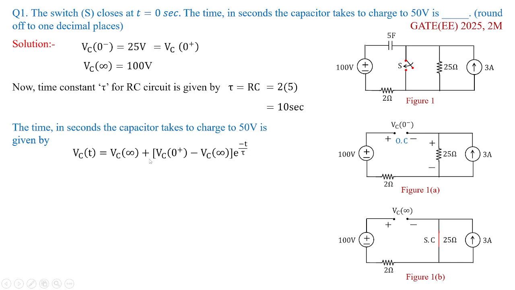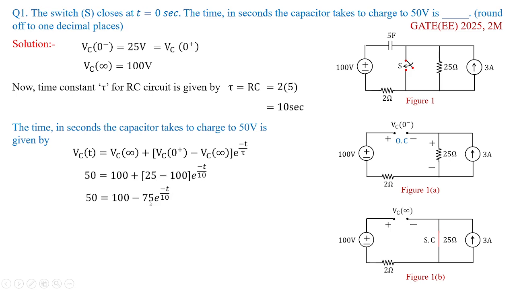Here it is 50. So this becomes 50 equal to the steady state value after the switch is closed, 100, plus e to the power of minus t by tau, multiplied with the change in voltage from the initial and final conditions. So here VC of 0 plus is 25, as we have seen, minus 100, multiplied with e to the power of minus t by 10. Now this equation can be further simplified as 50 equal to 100.